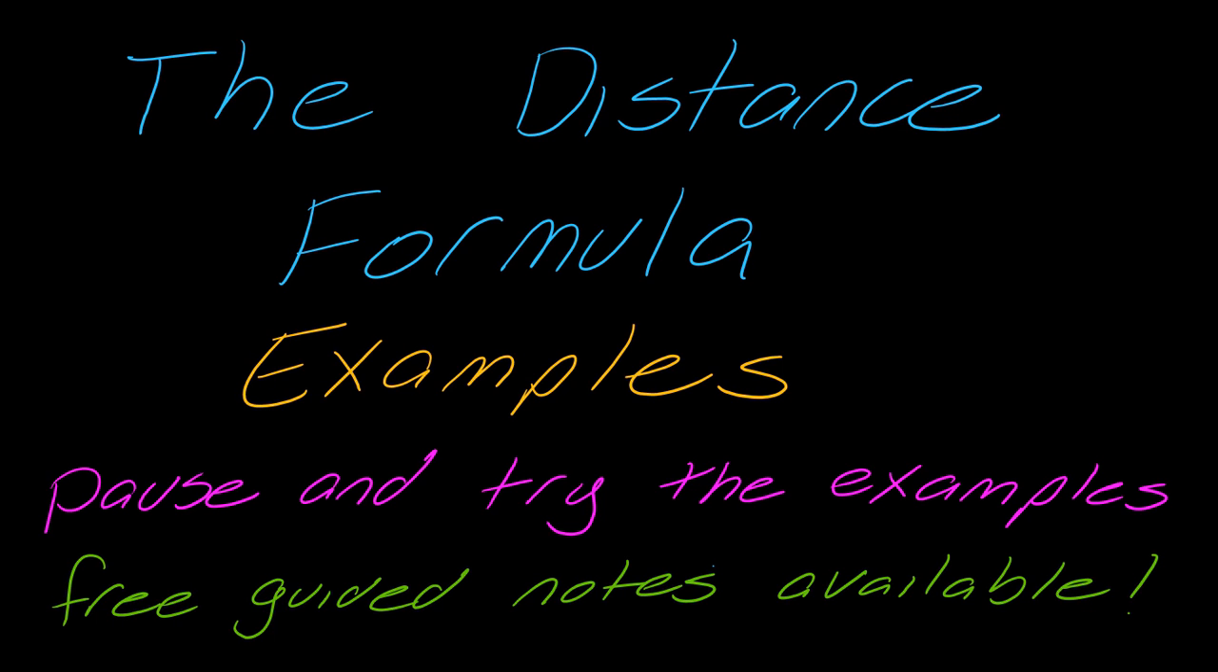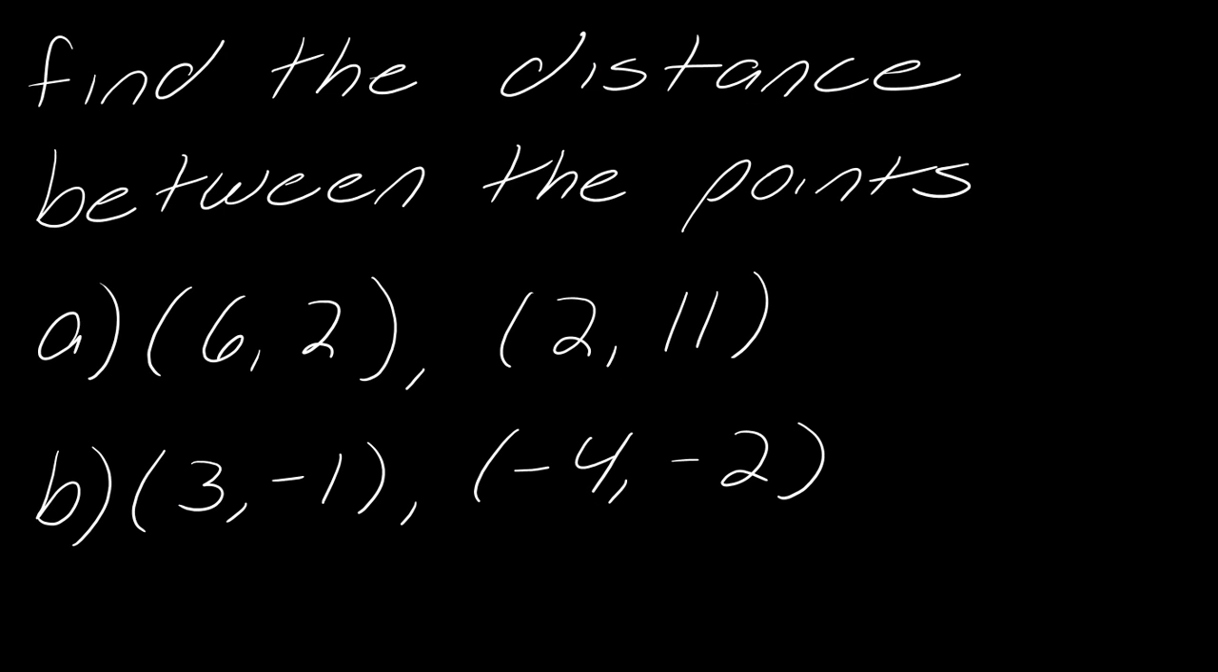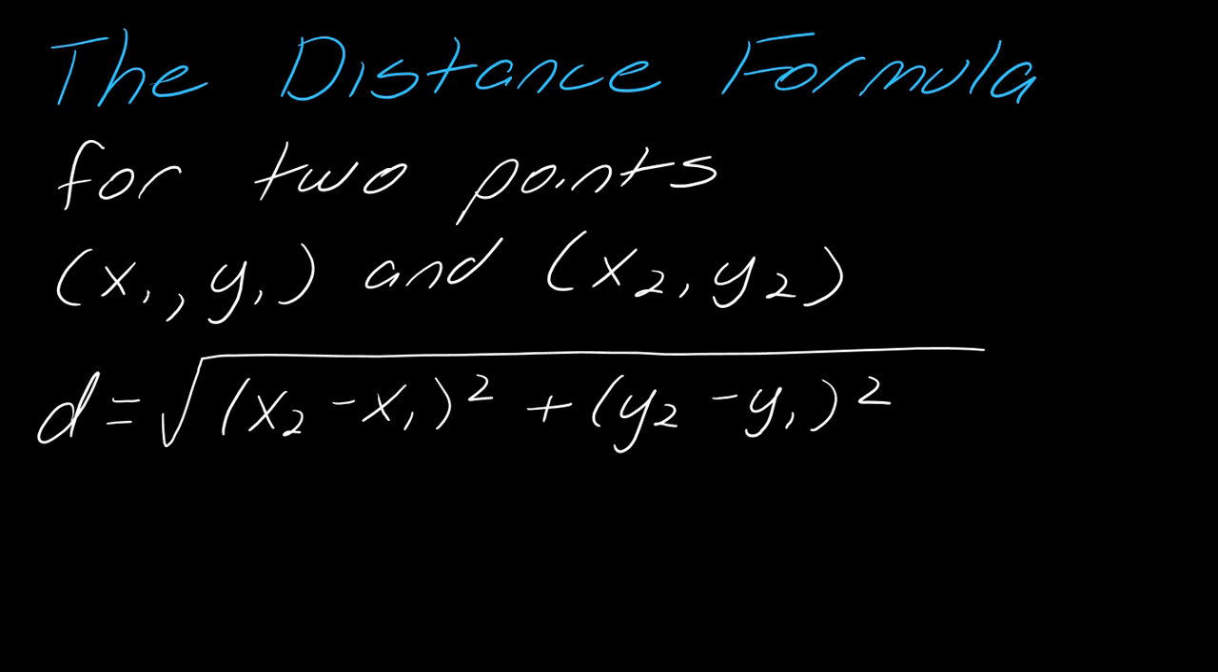So in this video, I'm going to show you the distance formula, just a couple of examples of it. What we're going to do is find the distance between these two sets of points. Now, the distance formula for 2 points, if I have a point x1, y1, and x2, y2, is this. When you look at it at first, it looks like a really crazy formula, but I want to briefly show you where this comes from.